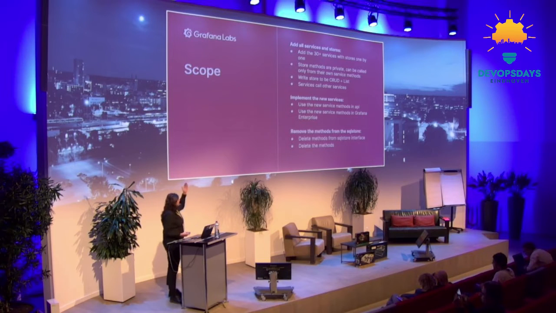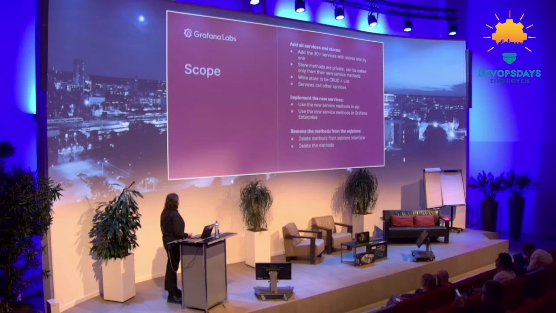So the first part is just adding all the new code. The second part, let's use everything that we added in the API and in our enterprise edition. And the last step would be the most rewarding one, removing code, deleting the actual methods and also the methods from the interface. How do you think this went? Any guesses?